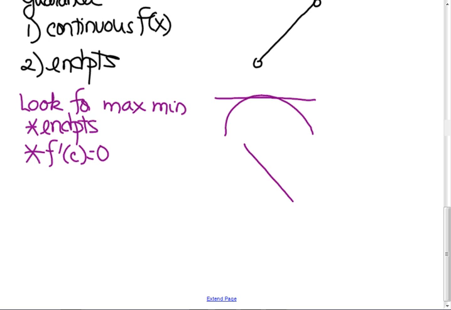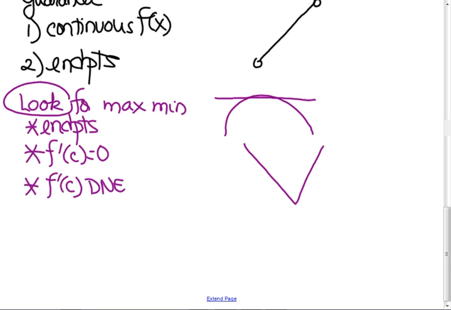What about the absolute value function? F prime of c does not exist. Those are places to look. Okay, that's all we're going to do, we're going to look for max mins here. How do I know if I have a max min? This is called the max min existence theorem.